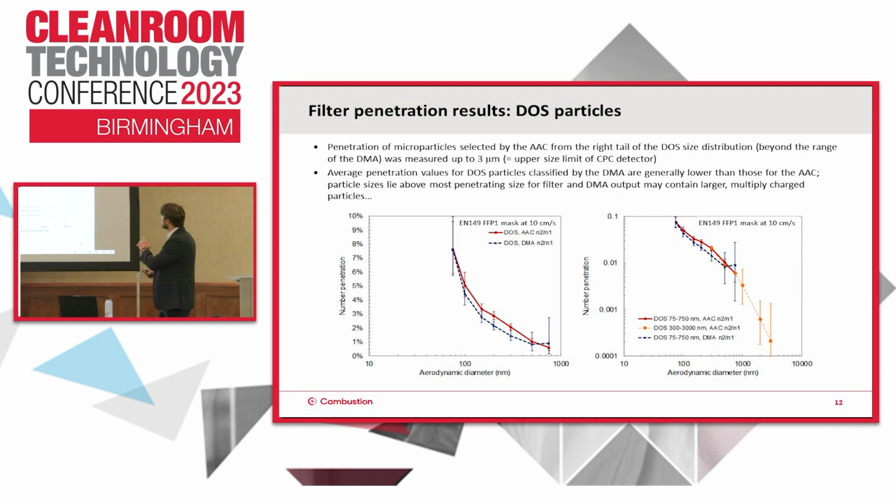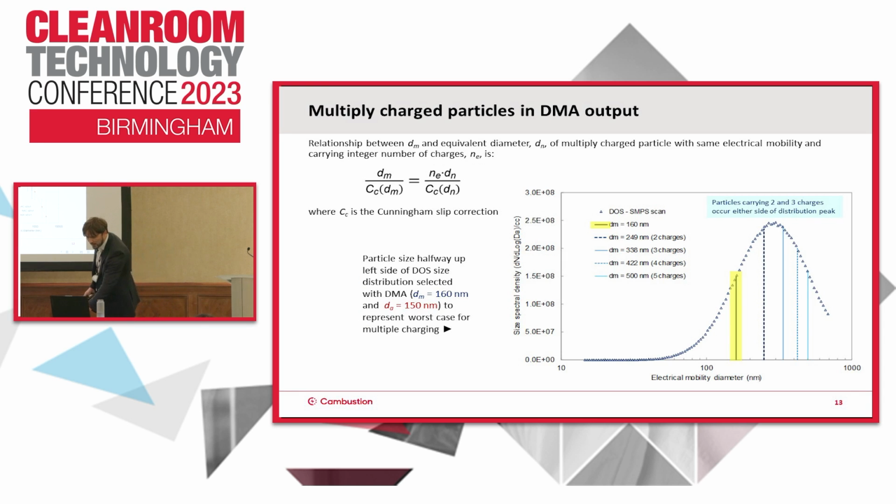Then with DOS particles, this is a much larger input distribution extended into the microscale, so that's beyond the upper limit of the DMA, so the AAC can still cover that. And again, the penetration values for the DOS classified by the DMA are generally lower than those for the AAC. So the particle sizes lie above the most penetrating size of the filter, and the DMA output may contain larger, multiply charged particles. So to test that out, we took a cut with the DMA.